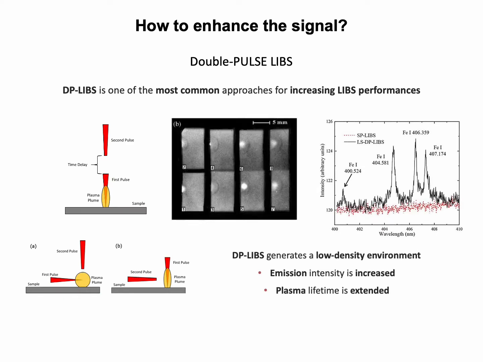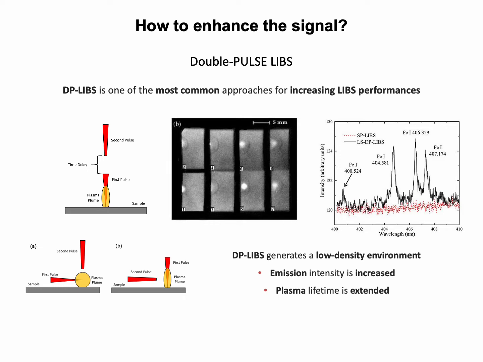Traditionally, to increase the LIBS performances, the approach chosen was to simply improve on the instrumentation: more powerful lasers, higher resolution detectors, and so on. However, in recent years, different approaches have been developed. One of the more common techniques is the so-called double pulse LIBS. In the most common configuration of double pulse LIBS, two laser pulses are consecutively delivered on the sample, separated by a suitable time delay, and the spectrum is registered after the second laser pulse.